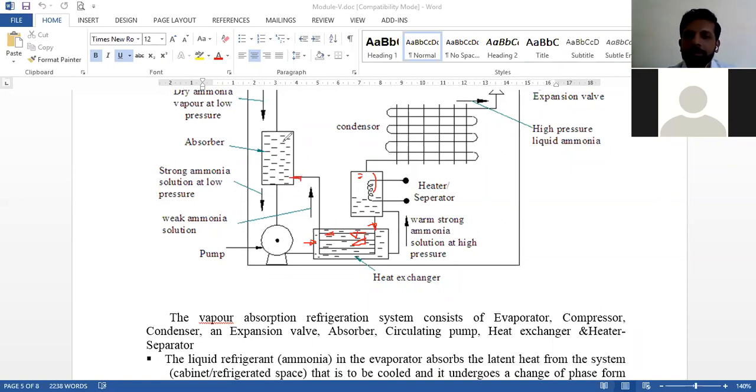So initially in this absorber, we have diluted ammonia. Once the dry ammonia coming out of the evaporator enters into this absorber, what is going to happen? More ammonia content is going to be added to this diluted ammonia.